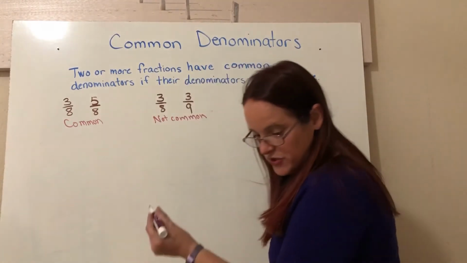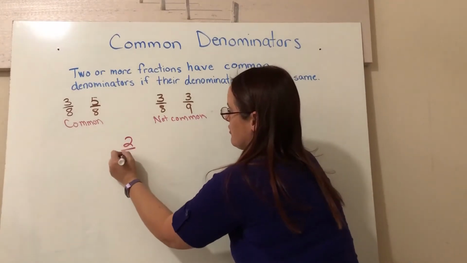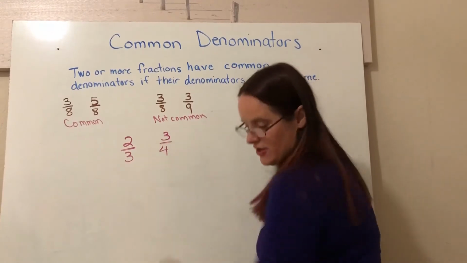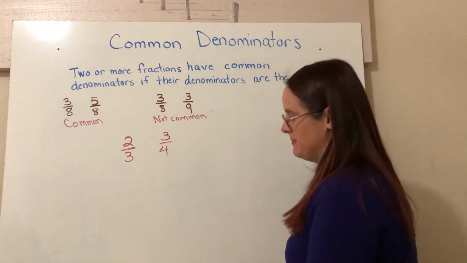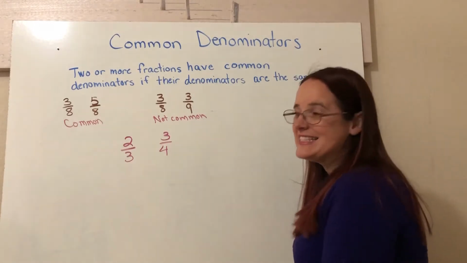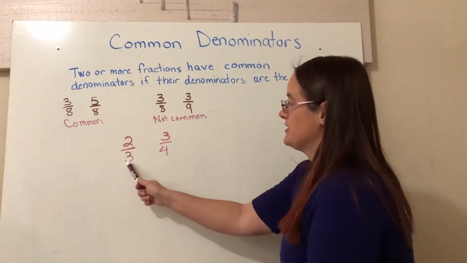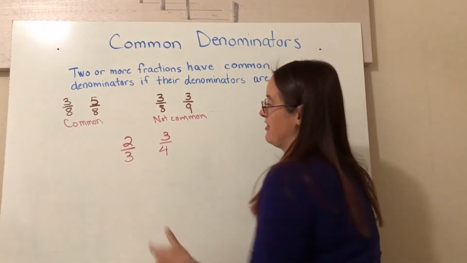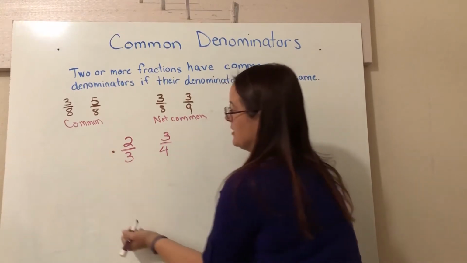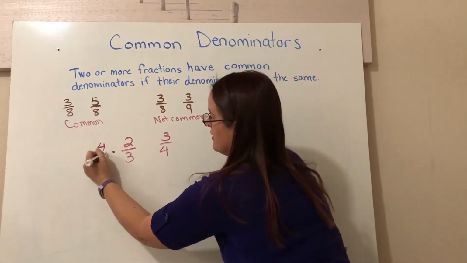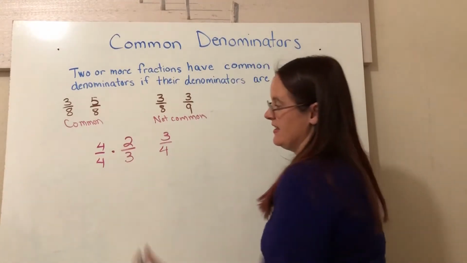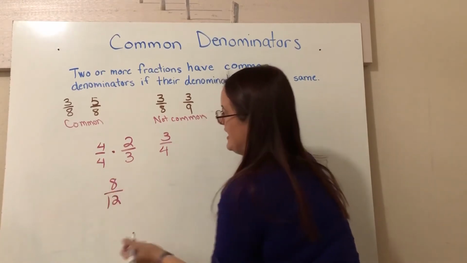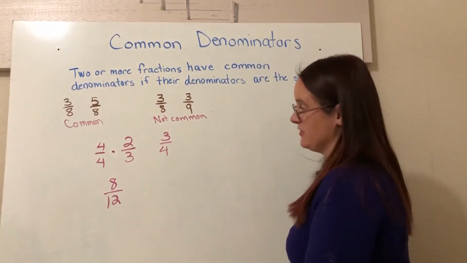All right, so we are going to rename 2/3 and 3/4 so that they have a common denominator. So the easiest way to do this is to multiply each fraction by the other denominator. So here my 2/3, if I multiply that times 4/4, then I'm going to get 12ths in my denominator, and 4 times 2 is 8. So 2/3 is the same as 8/12.